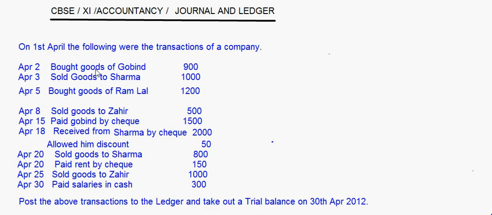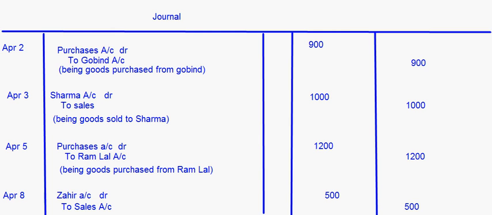Bought goods of Govind, sold goods to Sharma. Bought goods of Ramlal, sold goods to Zahir. So all these transactions, and we made the journals for them. Purchase goods from Govind, purchases to Govind account. Sharma to sales, purchases to Ramlal, Zahir account to sales account.